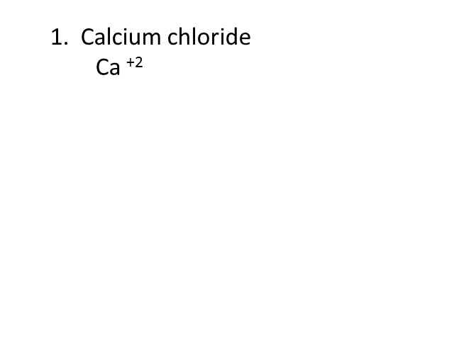Calcium has a charge of +2. Chloride has a charge of -1. We now need to crisscross. So the charge becomes the number of the opposite ion.